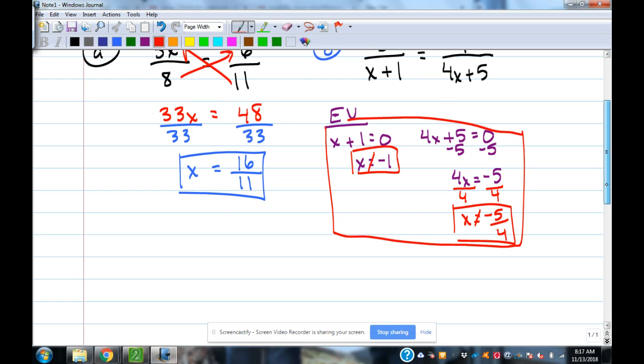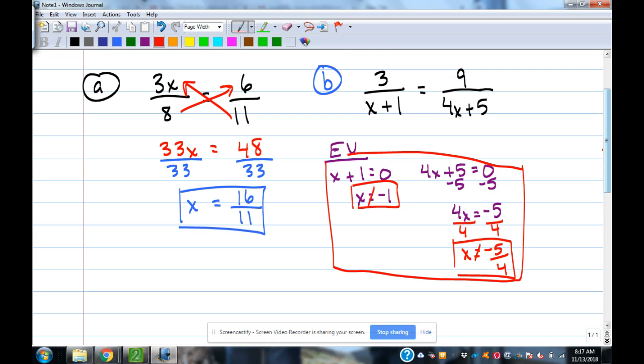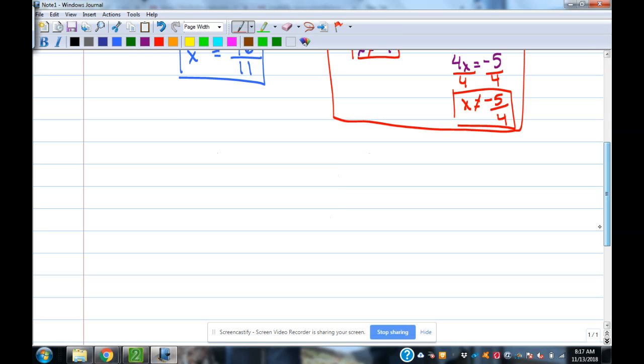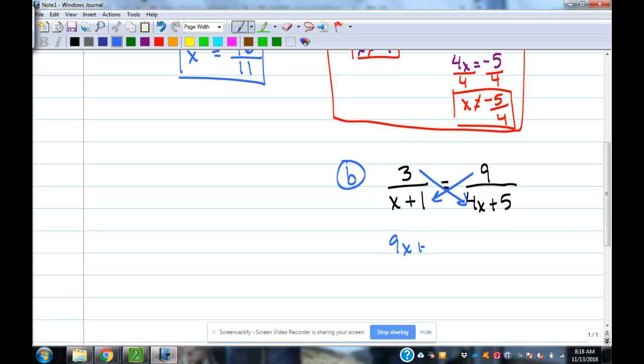Now let's do the work to solve the problem. So I'm just going to copy that down here. We'll have to flip back and forth. All right, so I said this was still a proportion, so we still cross multiply. So 9 times x plus 1, 3 times 4x plus 5, right? So that'd be 9x plus 9 equals 12x plus 15, right? Because that's the distributive property. And now how do we solve this problem?